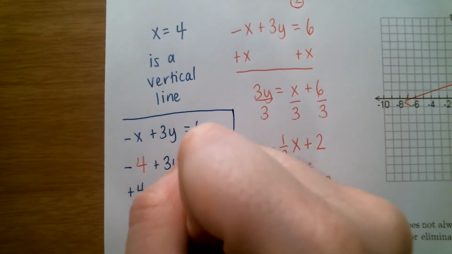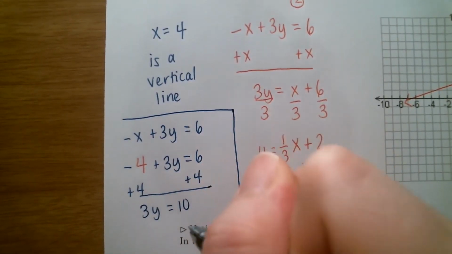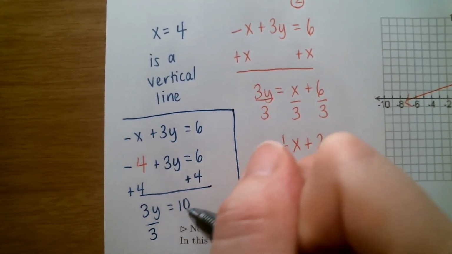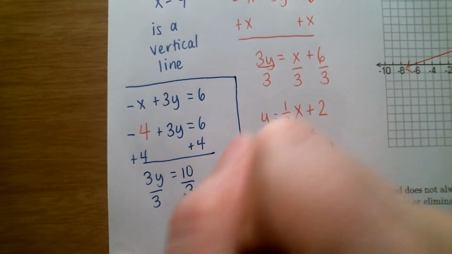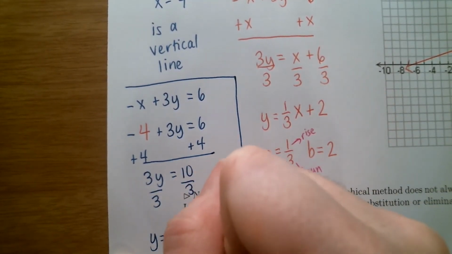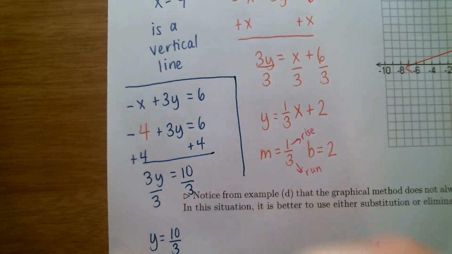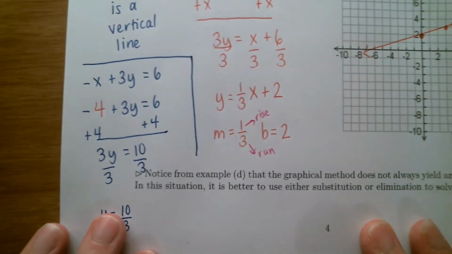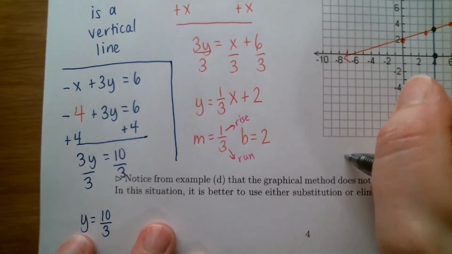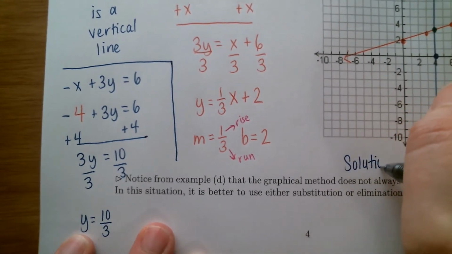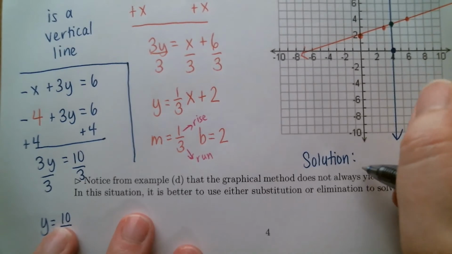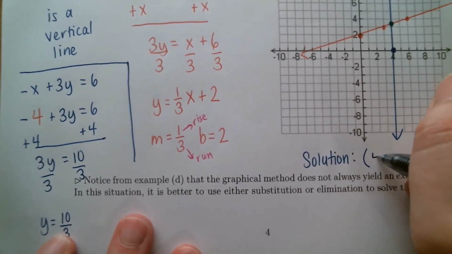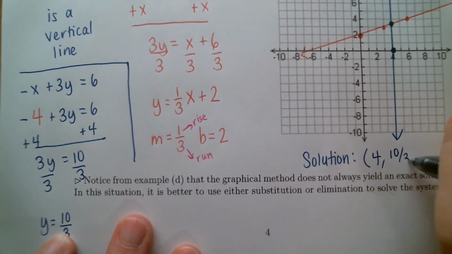We'll get 3y is equal to 10. Okay, divide both sides by 3. So the y coordinate was actually 10/3. So that's 3 1/3. So it wasn't 3 1/2. So the actual solution to this system is the x coordinate is 4, the y coordinate is 10/3.